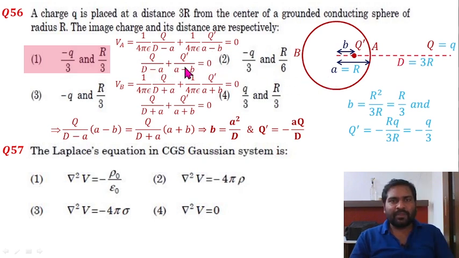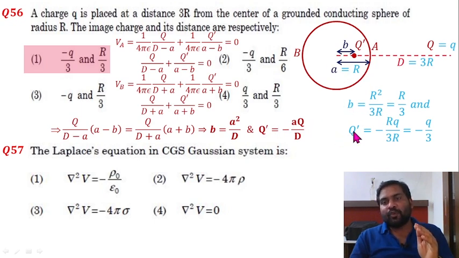This gives equation 1. Similarly, the potential at point B should also be 0. For this, 1 divided by 4 pi epsilon times q divided by (D plus a), capital D plus radius a, plus 1 divided by 4 pi epsilon times q prime divided by (a plus b) due to this charge. Solve these two equations and it will give b equal to a square by capital D and q prime equal to minus aq divided by D. Here in this question, distance capital D equal to 3r. So put 3r in place of D, and radius equal to r, in place of a put capital R.